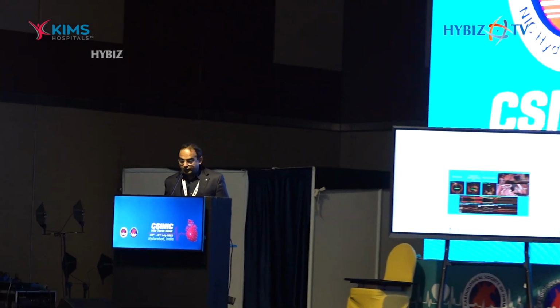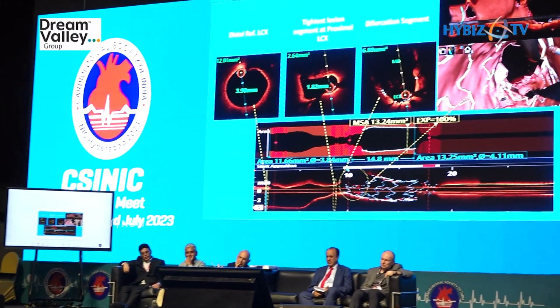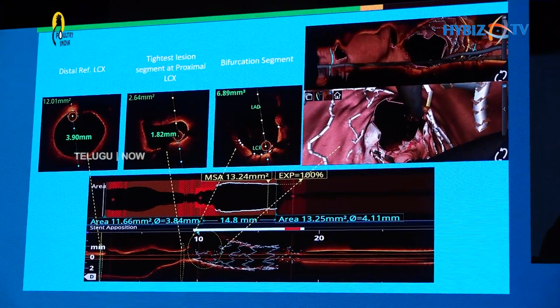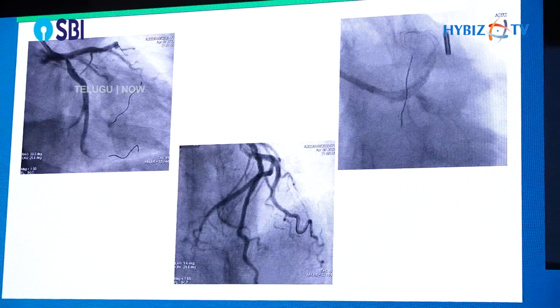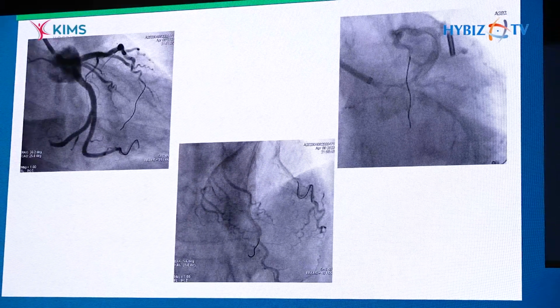And this was the ostium of the circumflex seen in 3D fly-through mode as well as 3D navigation mode, where you can see the ostium of the circumflex having a good ostial MSA without a strut hanging in front of the ostial LCX. So this was the final picture. Definitely the ostial circumflex is looking better than what was seen before.